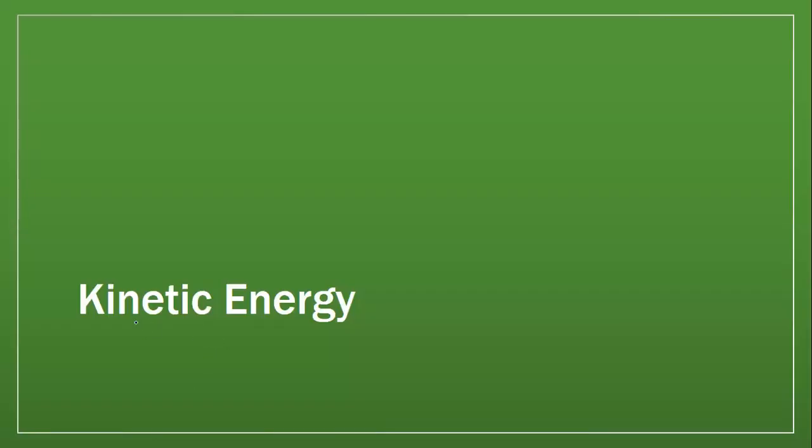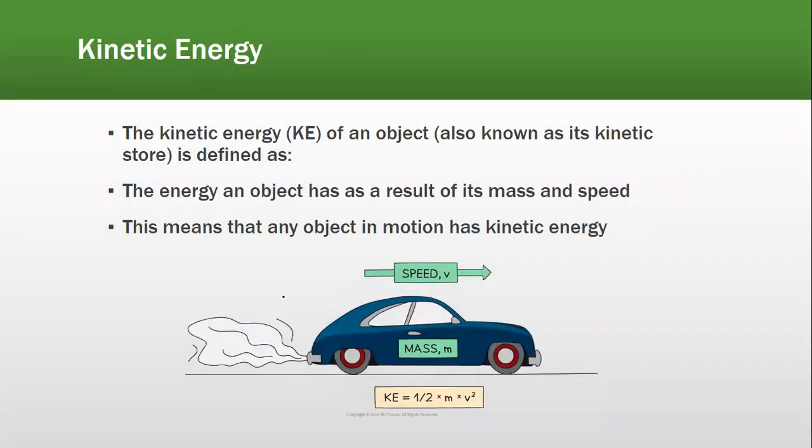Moving on to the next type of energy, we have talked about gravitational potential energy. How is it related with height? Now we will move on towards kinetic energy. What is kinetic energy? The kinetic energy of an object is also known as its kinetic store, and it is defined as the energy of an object which is a result of its mass and speed.